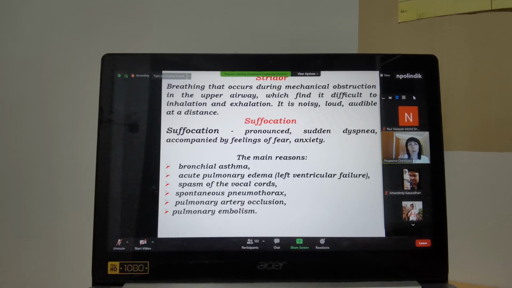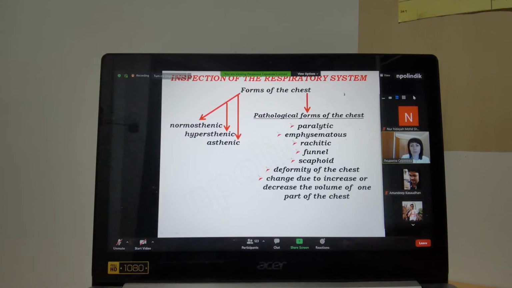It depends, I think, on the size of the branches that will be closed. If it is small branches, the patient will have only dyspnea. If it is big branches of the pulmonary artery, the patient can have suffocation. So it is a different degree. We can consider different degrees of dyspnea, a little bit, or compare it with asphyxia, like this.